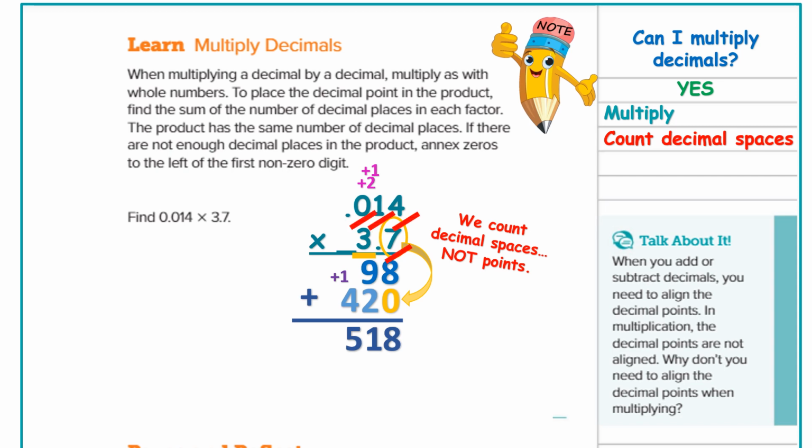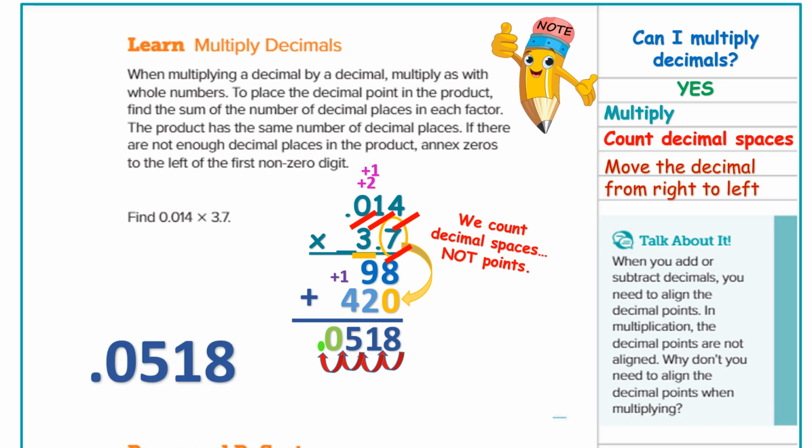I always do a diagonal slash when I'm counting them, so I know which ones I've counted and that I count all of them. And as we can see, there are 3 in the top and 1 in the bottom, so there are 4 decimal spaces. I have to then move my decimal from right to left that many times in my answer. So I start behind the 8, and I'm going to move it 4 times. Notice I ran out of digits. What do I do? Hopefully you thought, well, I just add in a 0. So we end up with 518 10,000ths as my answer.